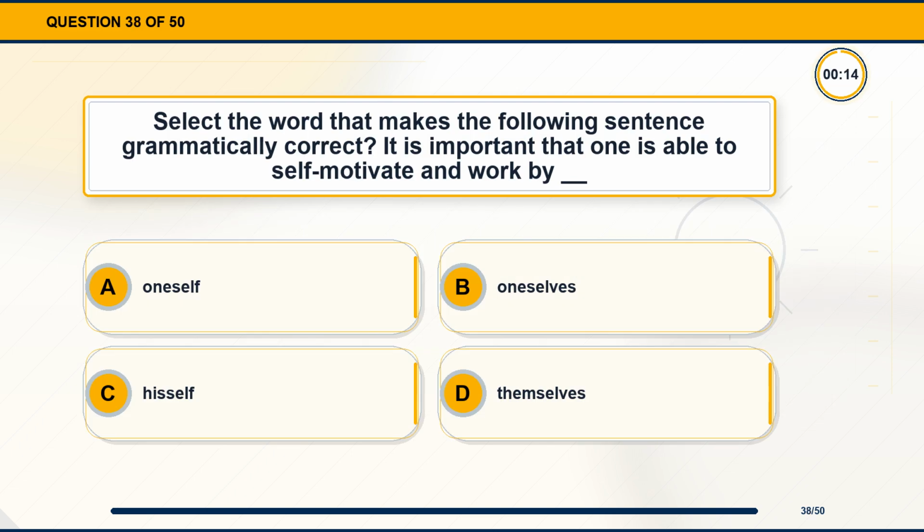Question 38. Select the word that makes the following sentence grammatically correct. It is important that one is able to self-motivate and work by blank. Option A, oneself. Option B, oneselves. Option C, hisself. Option D, themselves.